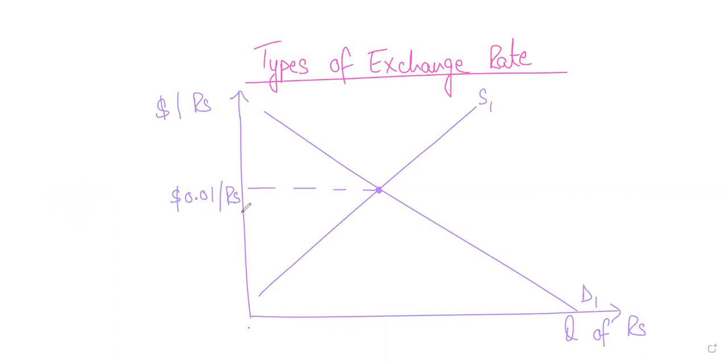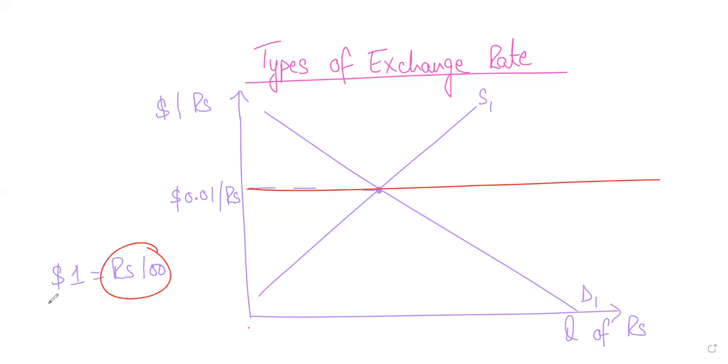If this is 0.01 for each rupee, then technically we can also write this down as $1 buying 100 rupees, because if you divide 1 by 100, you get 0.01. Easy, simple. Now let's say this is the value that the government wants to maintain. So the government wants to maintain this exact same value, where 100 rupees buy you $1.